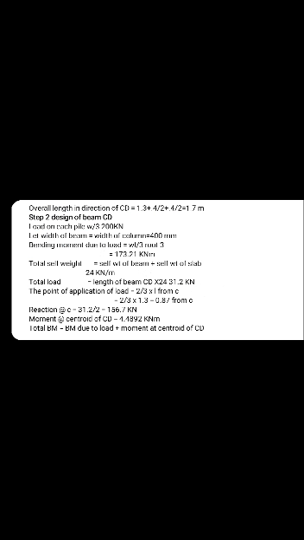Next, overall length in the direction of CD is equal to 1.3 plus 0.4 by 2 plus 0.5 by 2, equal to 1.7 meter. Design of beam CD. Load on each pile is equal to W by 3 since we have 3 piles, 200 kilonewton. The width of beam is equal to width of column, equal to 400 mm.